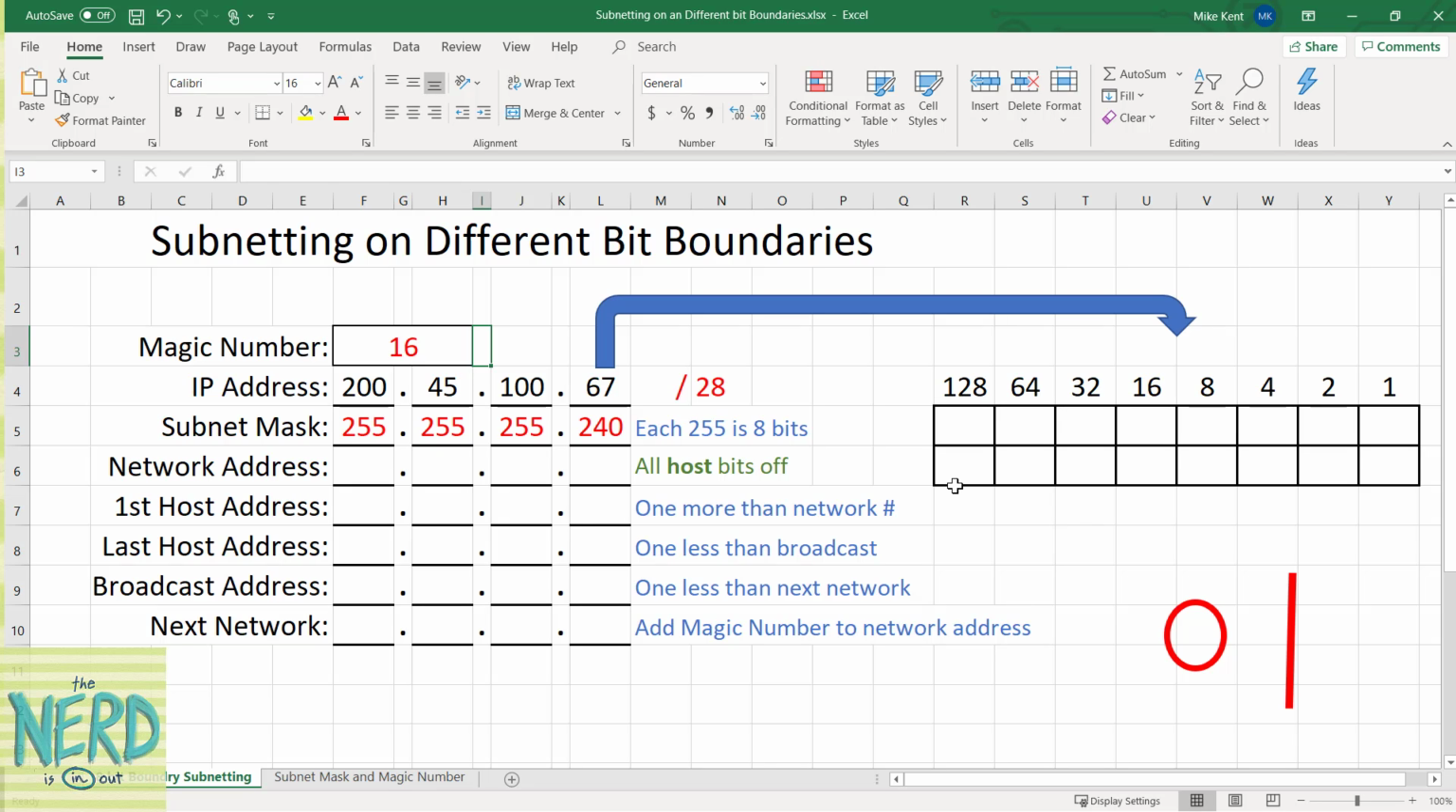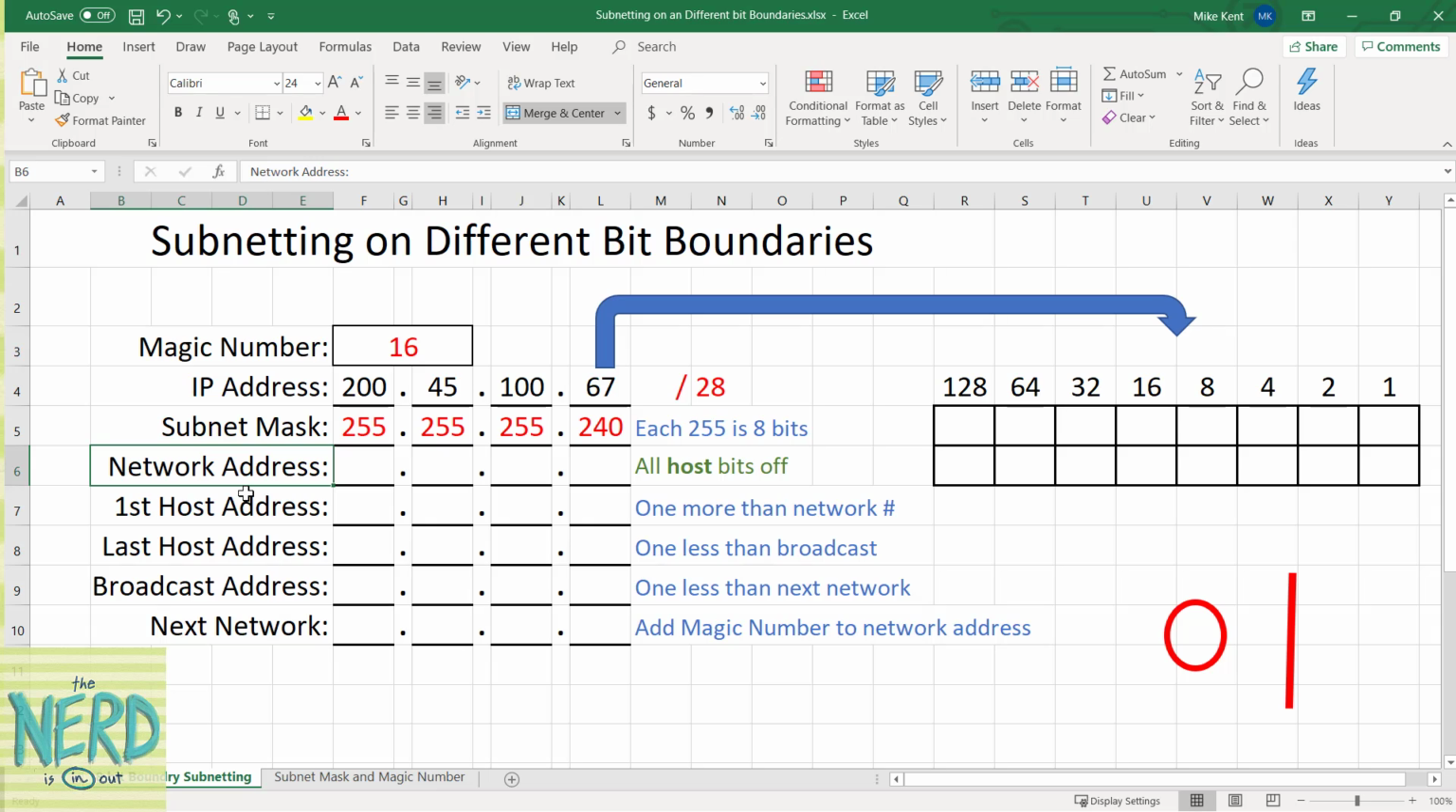So what do we need to know about our network? Well, when you're subnetting, when you're given an IP address with a subnet mask, we want to know what network we're on, what is the first computer that can be on that network, what is the last computer, our host on that network, what is the broadcast, and what's the next network. Well, the magic number is going to make this trivial. It's going to make it very easy, but first we've got to find out what our network address is.